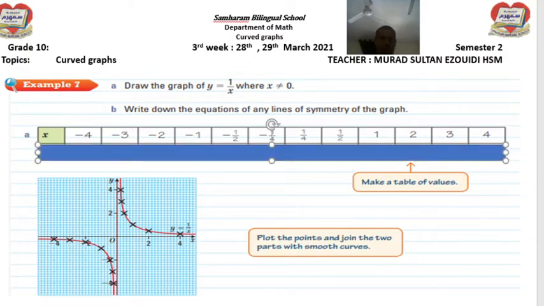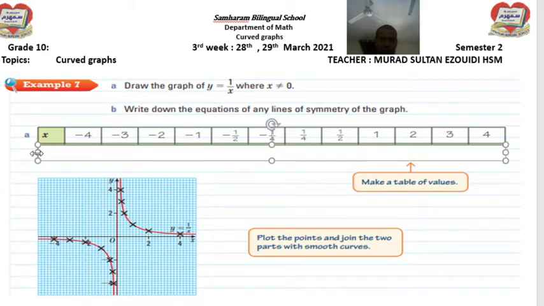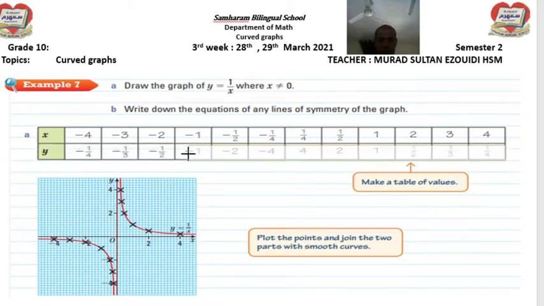Here you can see that when x equals negative 1, 1 divided by negative 1 gives negative 1. When x equals negative 2, 1 divided by negative 2 is negative 1 over 2. When x equals negative 1 over 4, 1 divided by negative 1 over 4 is negative 4. When x equals 1 over 4, 1 over x is 4, the inverse of 1 over 4 is 4. When x equals 1 over 2, the inverse of 1 over 2 is 2, and so on.